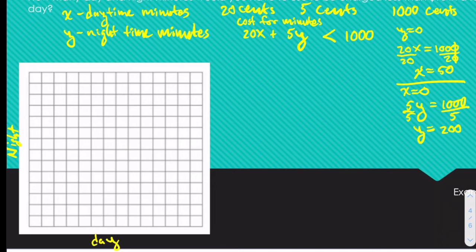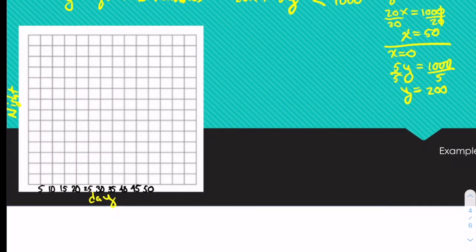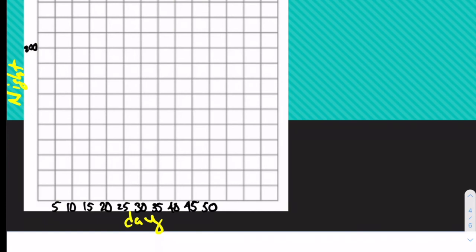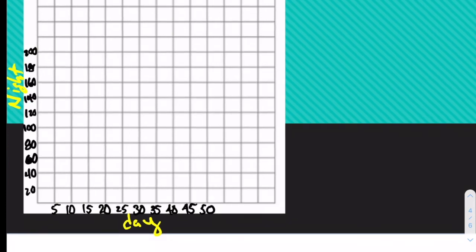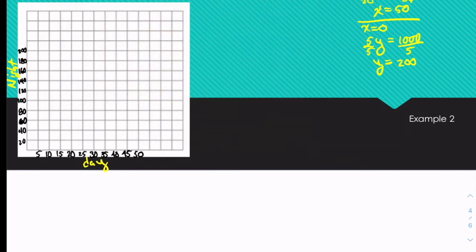So now we're going to label the axes on our graph. I'm going to do that by taking 10 marks and calling that on the x-axis 50. Then I'm going to take 10 marks on the y-axis and call that 200. Now we're going to mark the upper boundaries for daytime minutes, which is 50, and nighttime minutes, which is 200, and draw a dashed line between them. That dashed line represents when we're spending 1,000 cents, or $10.